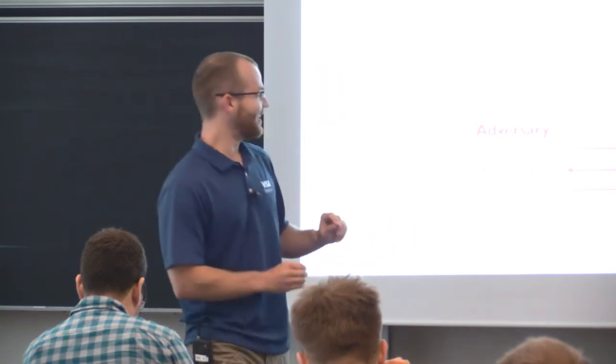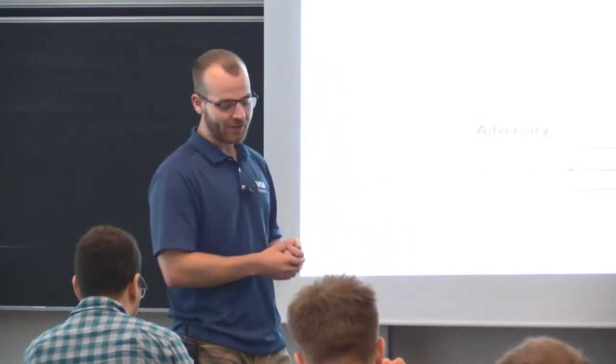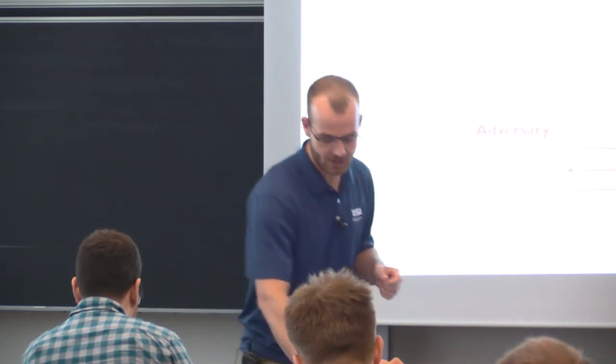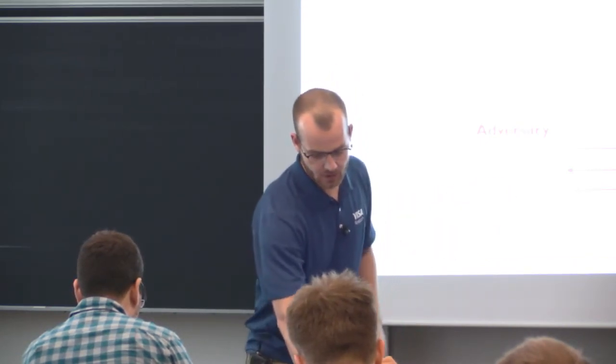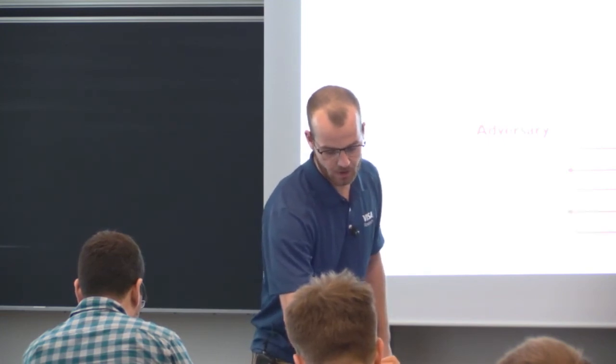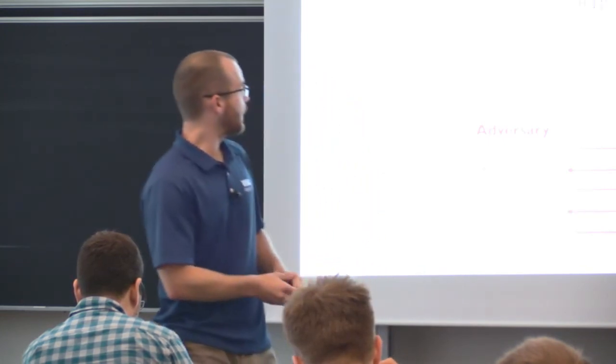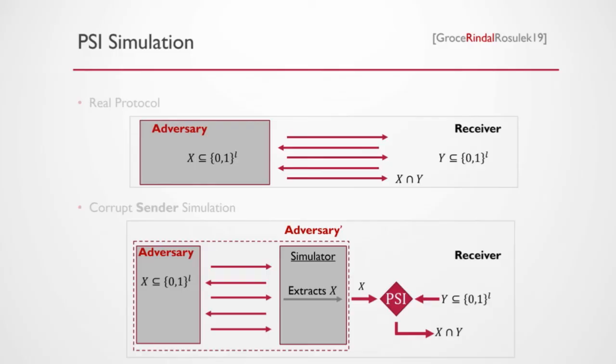I'll just continue. So the point of the adversary extracting this input X is that it can then be sent to this ideal functionality. So the adversary in the real world is interacting like this. And then in the ideal world, we can have this new additional algorithm called the simulator, which forms our adversary in the ideal world. And that's how we argue that it's secure: for every adversary, there's a new additional adversary in this ideal world.